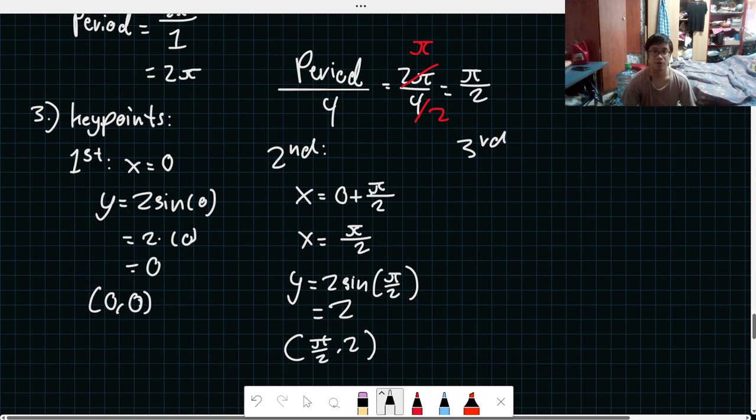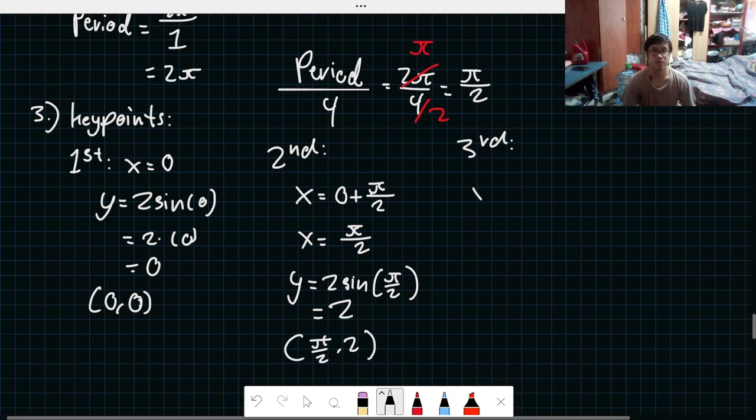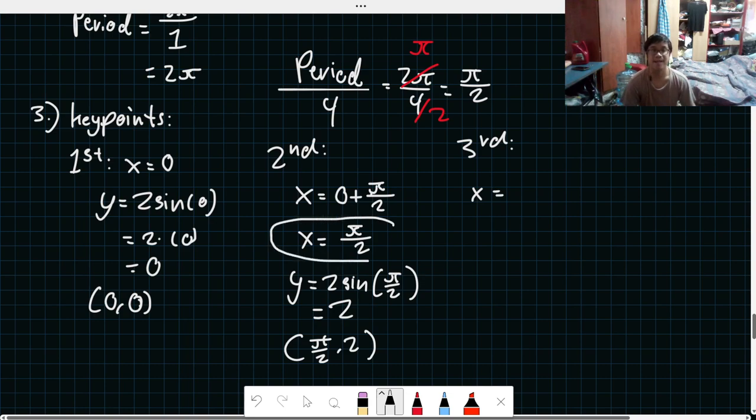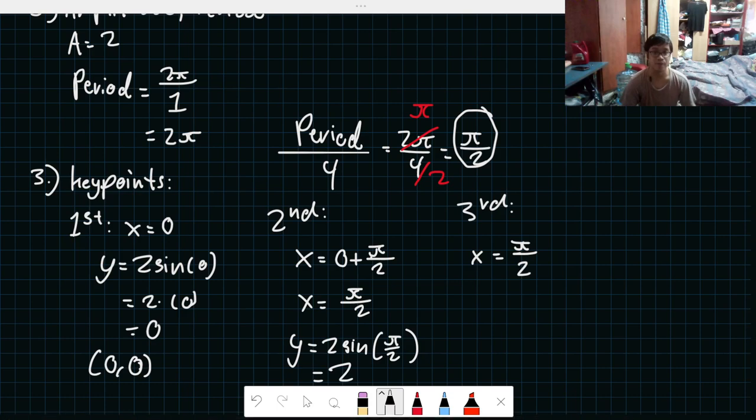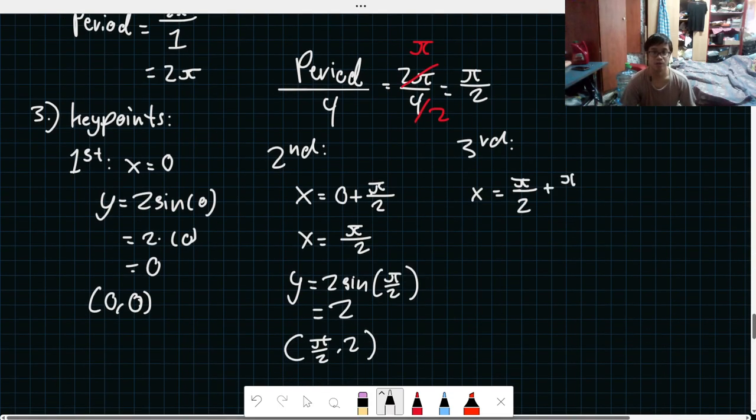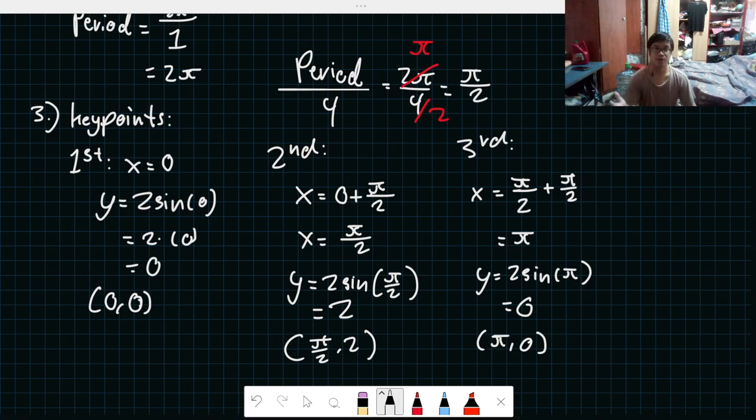Now, we will do the same thing for your third, fourth, and fifth key points. First and foremost, for your x, just copy the recent x value you found, which is pi all over 2. Then add it with the result you found by dividing the period by 4. So here you will have plus pi all over 2. Pi all over 2 plus pi all over 2 will give you exactly pi. Then substituting it into the given sine function, 2 times sine of pi. Sine of pi is sine of 180 degrees, so that would be simply 0. So 0 is your answer. So you get pi and 0. That's it. So these are your first three key points.